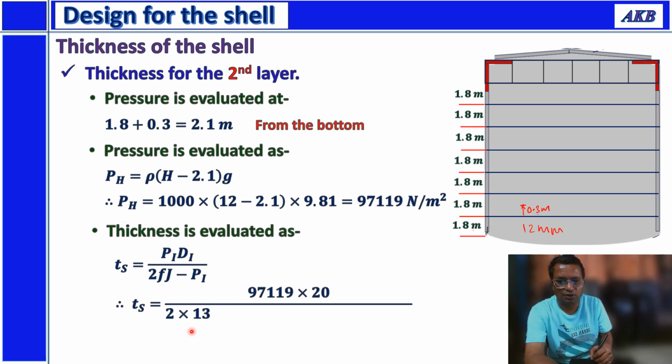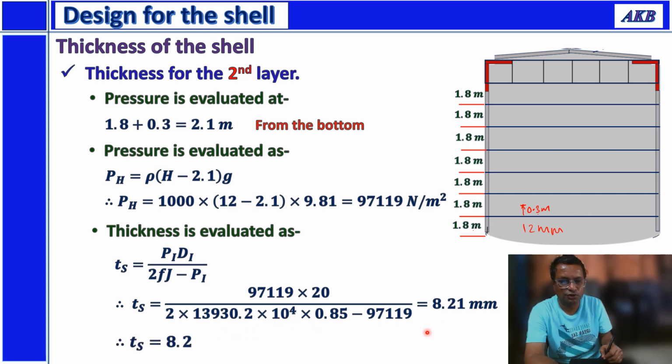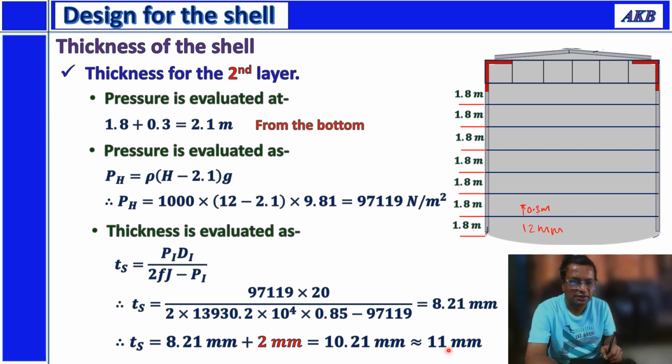So you simply put all the values. Pi, that is pH, we have calculated it. If you put all the values, you get thickness as 8.2 mm, and when you add the corrosion allowance, thickness will come to be 10.2 mm, and you are recommending it as 11 mm. So the thickness for the second layer of the shell is 11 mm.